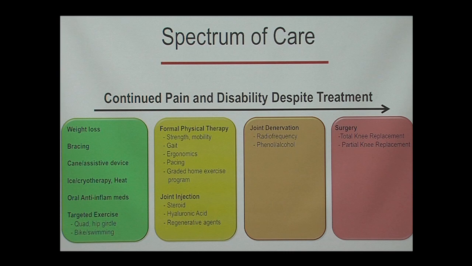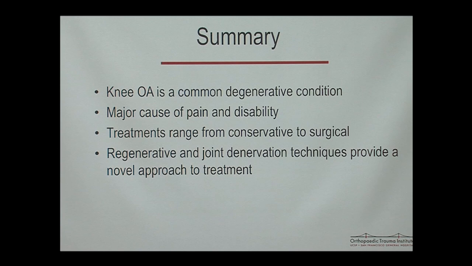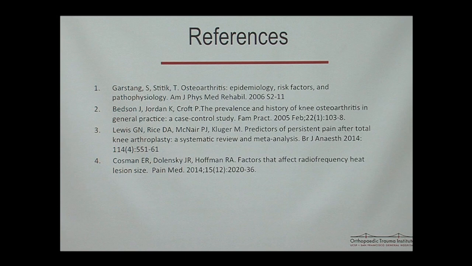So again, there's our spectrum of care, from the simplest, safest treatments to the most invasive. And just to summarize, we talked about knee osteoarthritis being a degenerative condition, a major cause of pain and disability, extremely common. And we talked about the treatments ranging from conservative to surgical, and then possibly some post-surgical options if chronic pain persists. And then I touched on some of these novel treatments that are starting to develop an evidence base and seem promising for treating knee osteoarthritis pain that's not responding to other measures. So, just a few references, and I think we'll have plenty of time for questions.